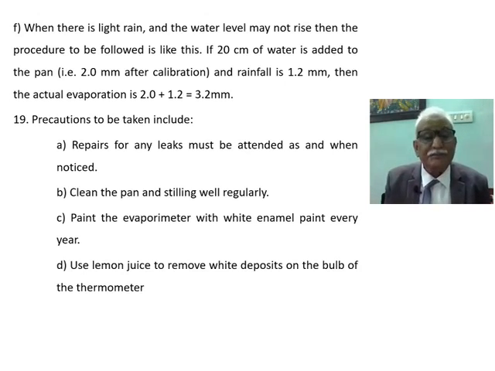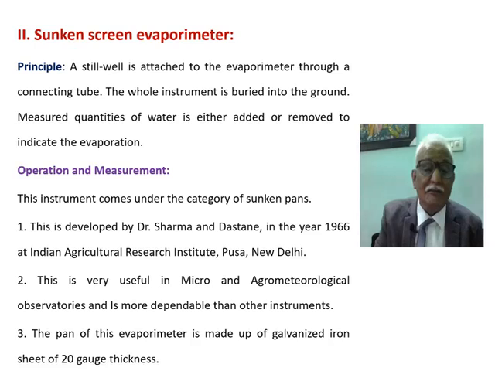What are the precautions to be taken? Repairs for any leaks must be done. You should check for leakages. The stilling well should be kept very clean. Paint the evaporimeter with white enamel paint. Use lemon juice to remove the deposits on the bulb of the thermometer. As I said, a thermometer never and ever should measure its own temperature.